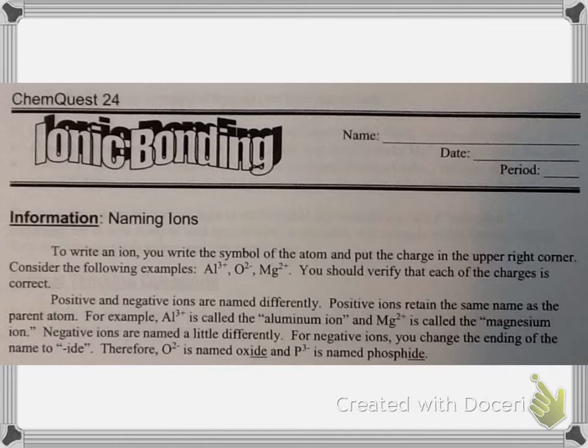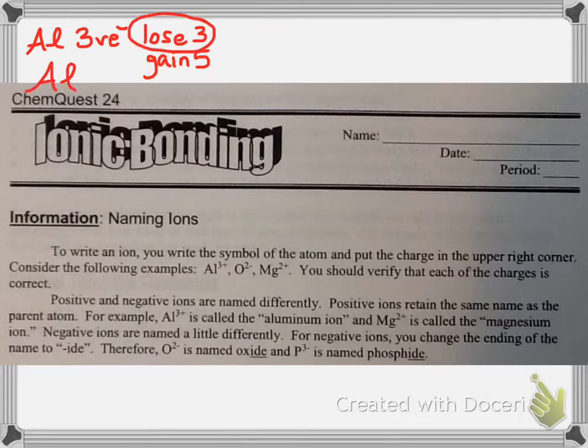So aluminum has 3 valence electrons. So it could lose 3 or gain 5 to have the octet or have the 8 that the noble gases have. Remember, it's always going to do whatever's easiest, so it's going to lose 3. So when aluminum loses 3 electrons, it's going to be aluminum with a +3 charge.